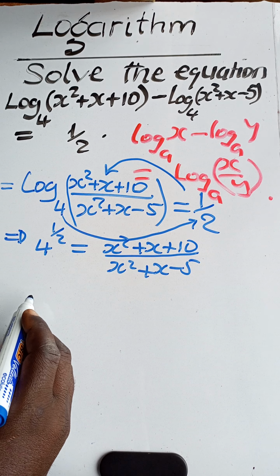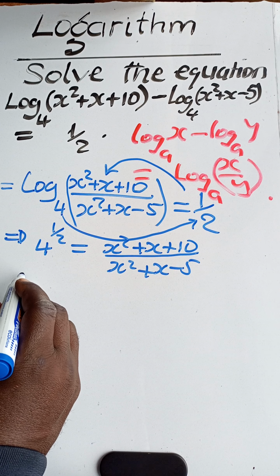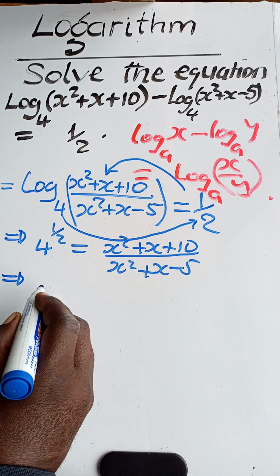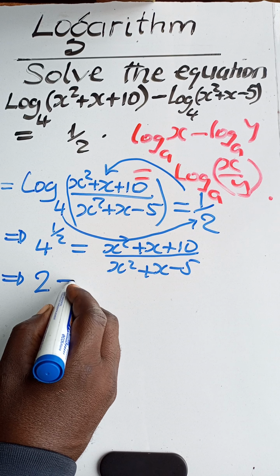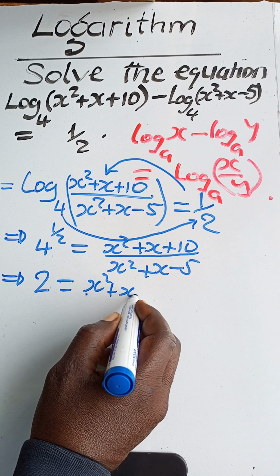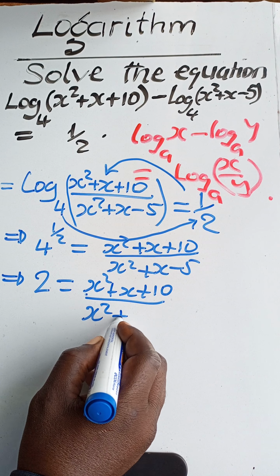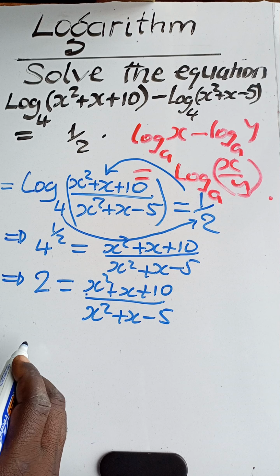4 to the power half simply means the square root of 4. All right, that's going to give us 2. So this means 2 is equal to x squared plus x plus 10 all over x squared plus x minus 5.